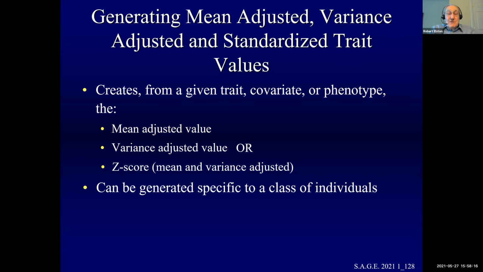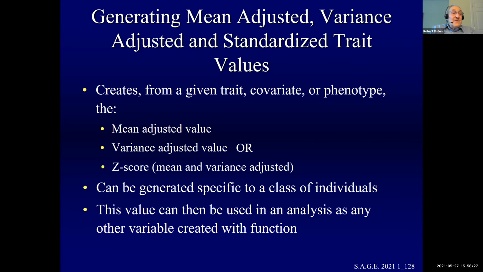But also, and this is the neat thing, it can be generated specific to a class of individuals. So this value that you have created can then be used in an analysis as any other variable created with a function. It's just always there. Remember, once you've created this thing, it's there and you can use it. You can even use it to make other variables.